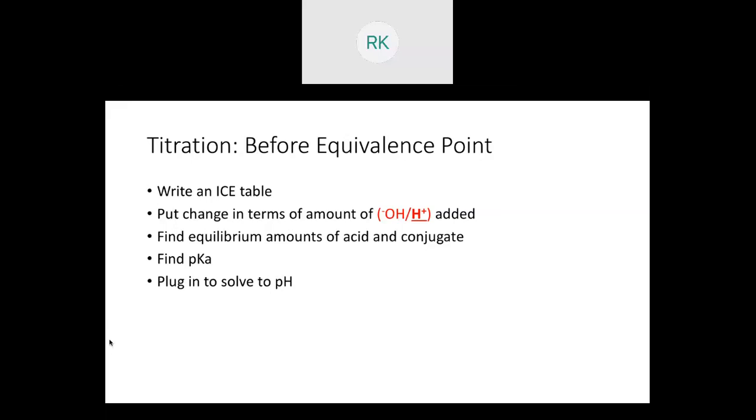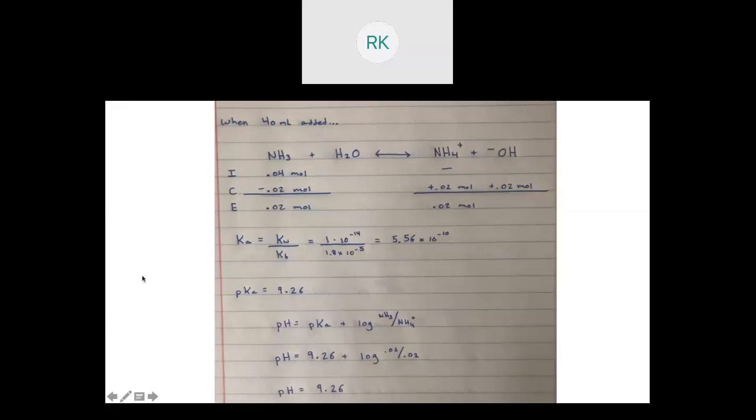After we find those equilibrium amounts, we'll find our pKa, and then we will plug into the Henderson-Hasselbalch equation to find our pH. Okay, so this is the math for when 40 milliliters of HCl solution is added, right? And you can go back.